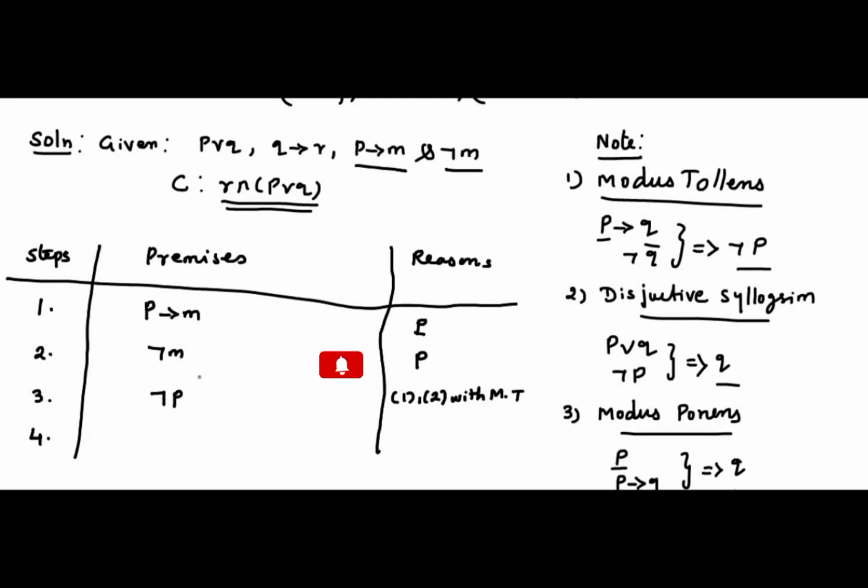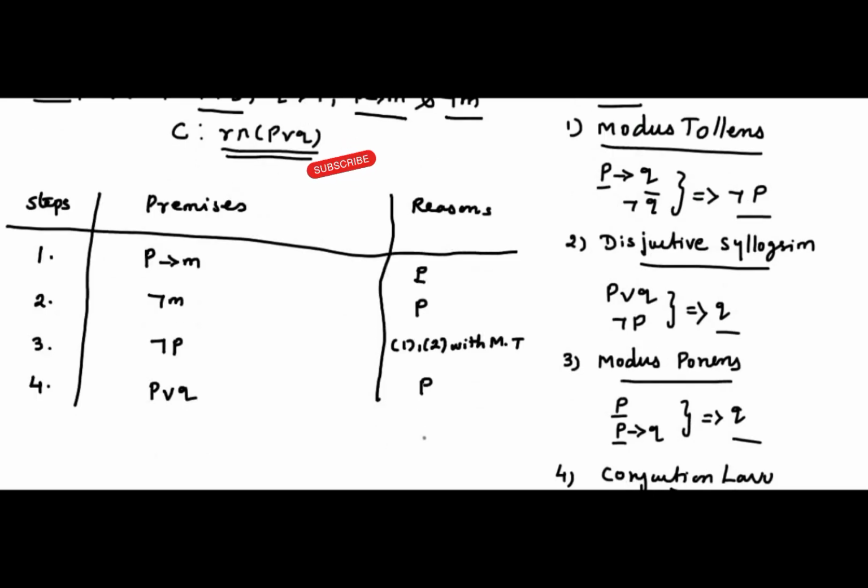Okay, step number four. Using the above three steps, we are unable to prove the conclusion statement, so I am going to introduce one more premise, that is this premise. Why? Because using the first premise we were able to write the next step. In case we are unable to write a step, we can introduce another premise. So here I am going to introduce P or Q. This is nothing but a premise only. That is the fourth step.